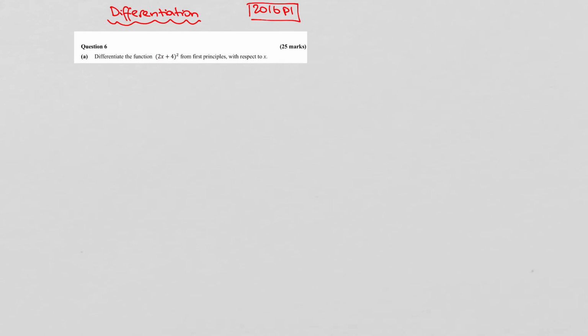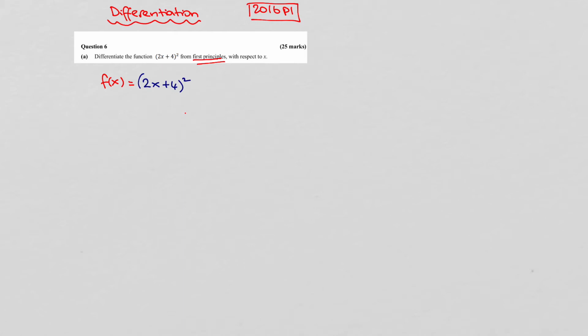2016, paper 1, differentiation. In question 6 we have to differentiate the function (2x + 4) squared, but we're told we have to do it from first principles. Again, if we're not doing it from first principles, we'll basically end up with no marks here at all. So we start by letting f(x) equal (2x + 4) squared.